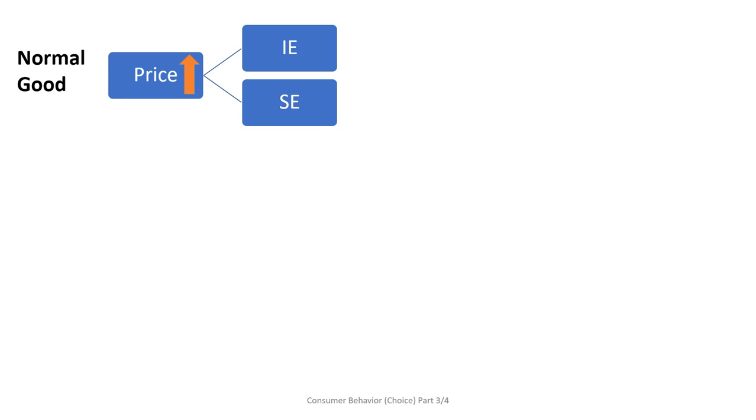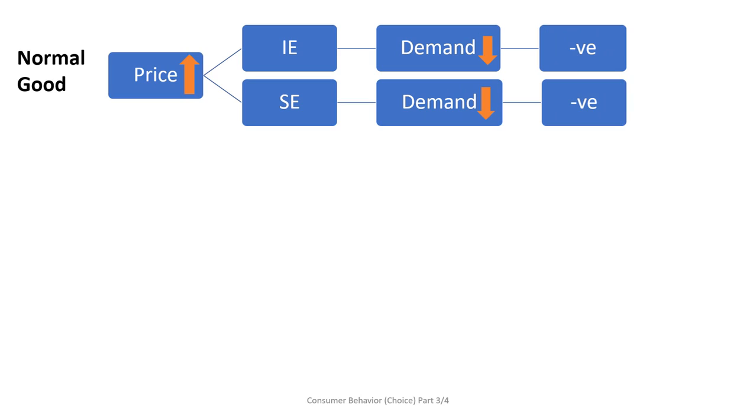Summing up, for the normal good, let's assume that its price increased. We break it down into income effect and substitution effect. Assuming that because of the increase in the price, the income of the consumer or purchasing power will decrease, so the demand for the normal good will decrease. Here, the substitution effect also results in the same. So finally, because of the increase in price, the quantity demanded of the commodity will decrease.